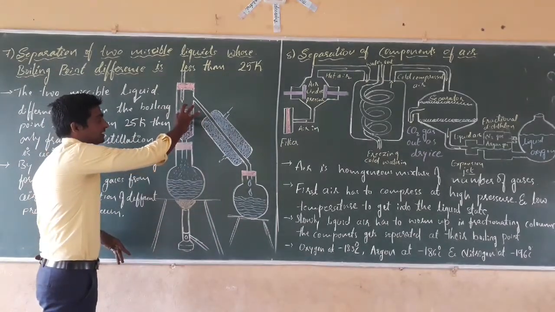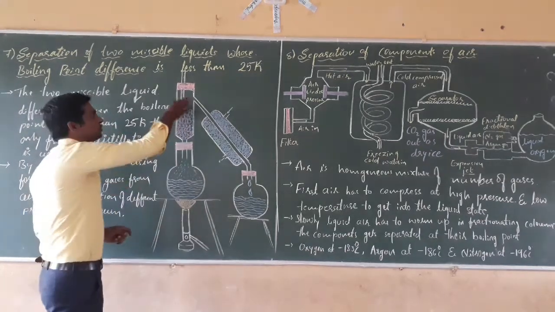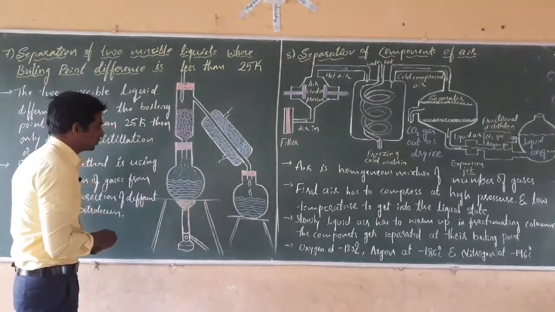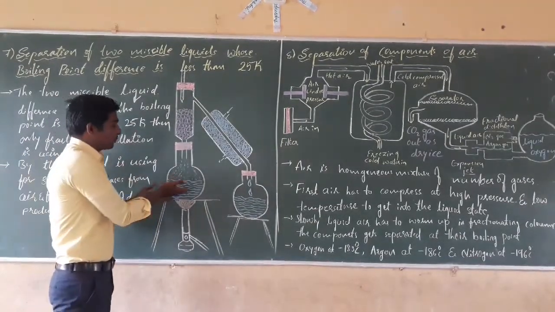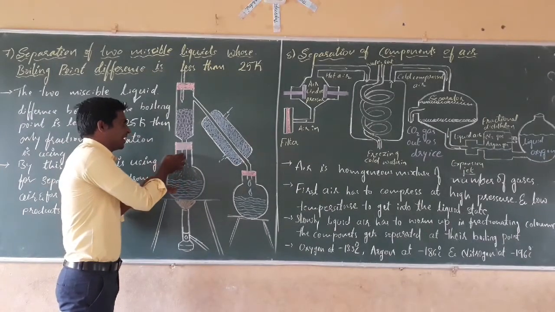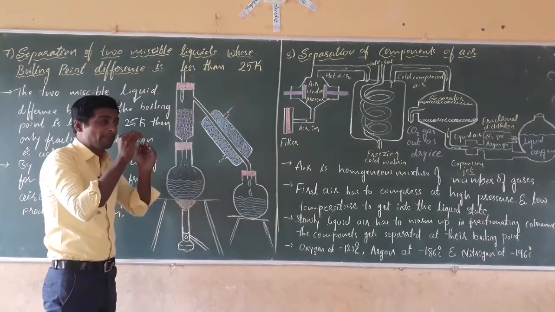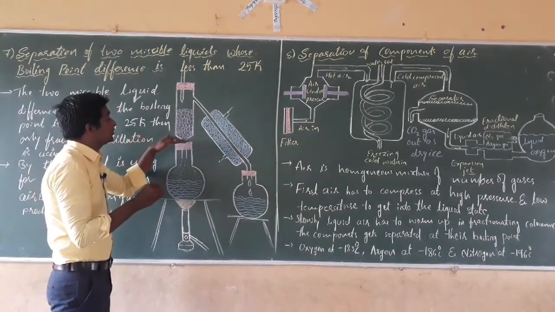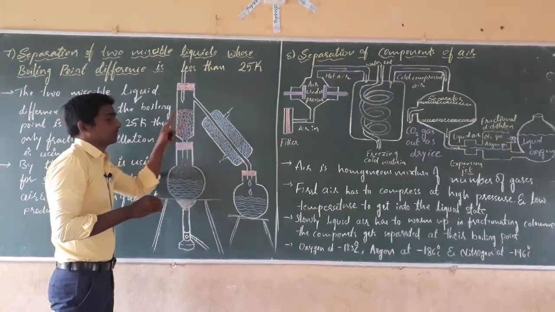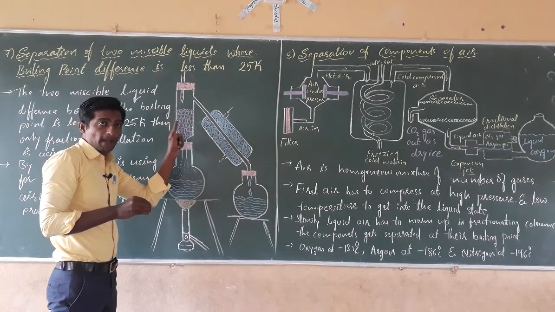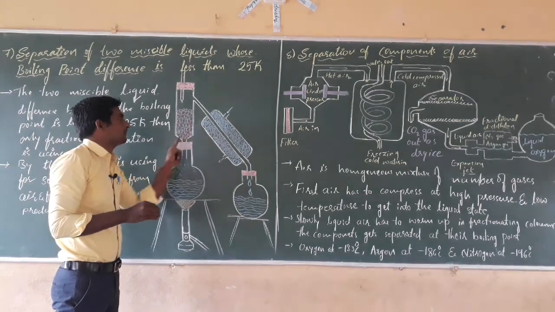The fractionating column contains bits of glass or bits of marbles. See what happens, dear students, when we start to heat the mixture. First, both components will evaporate and move through this column. And whichever has the lower boiling point, what happens, dear students? That component will first evaporate and pass through the gaps in between the glass beads. There is a gap.